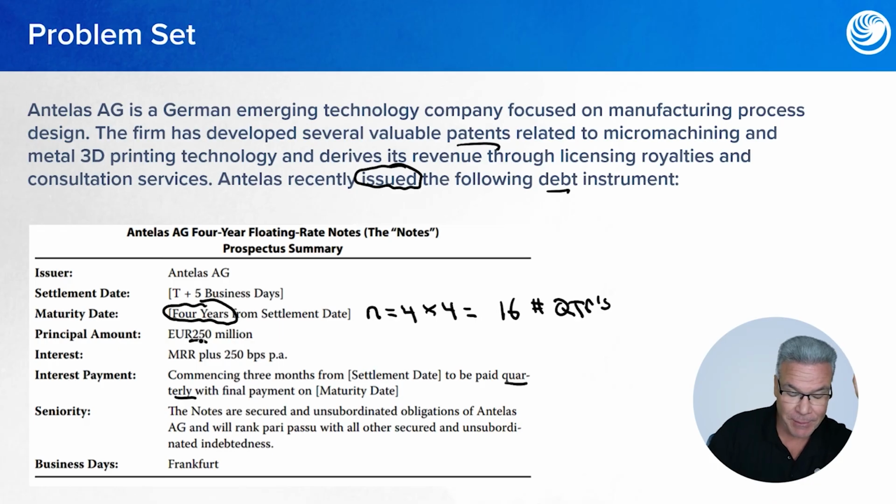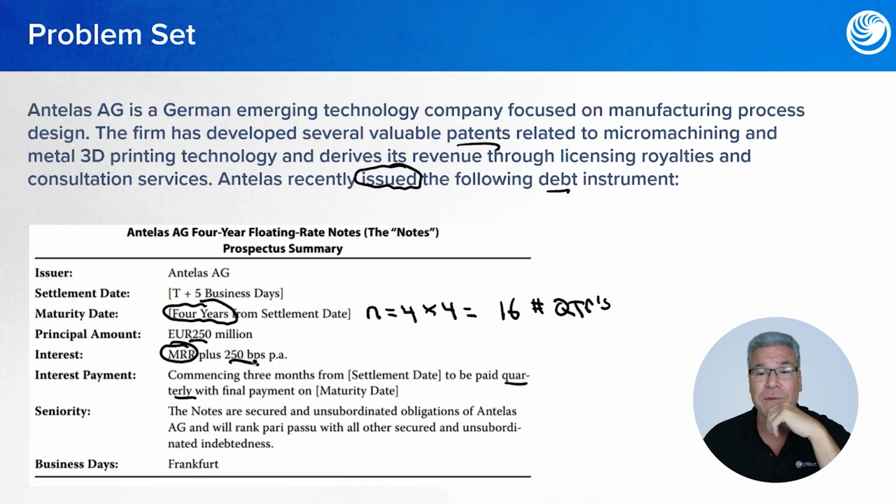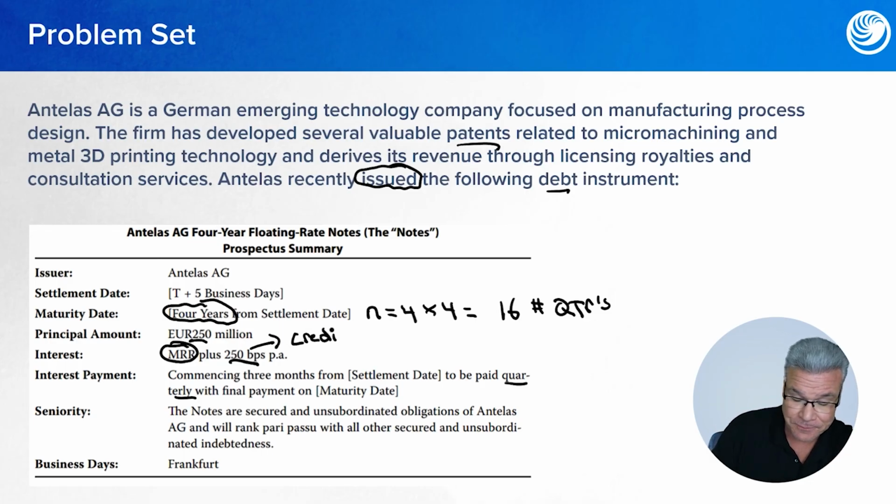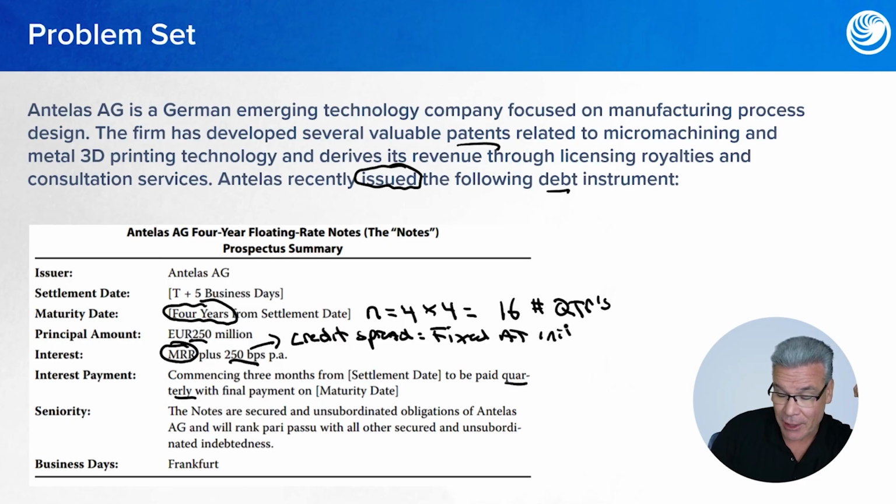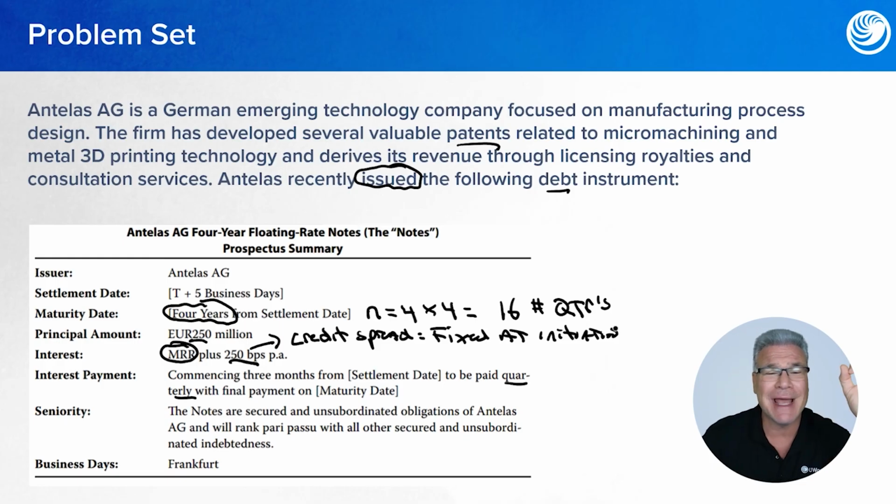Let's see what else we've got. Principal amount, $250 million. Our interest rate is variable. It's the market reference rate. Now, that used to be LIBOR, but now it's the market reference rate, so a variable rate plus a credit spread of 250 basis points. That is our credit spread, and that is generally fixed at initiation. So you've got to understand how variable rate debt works.